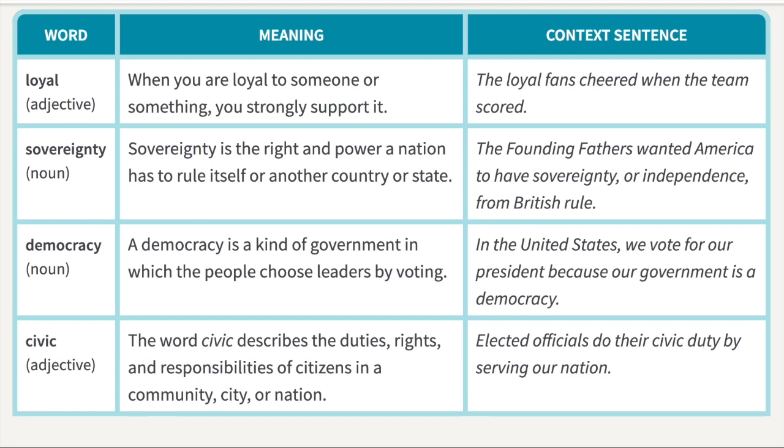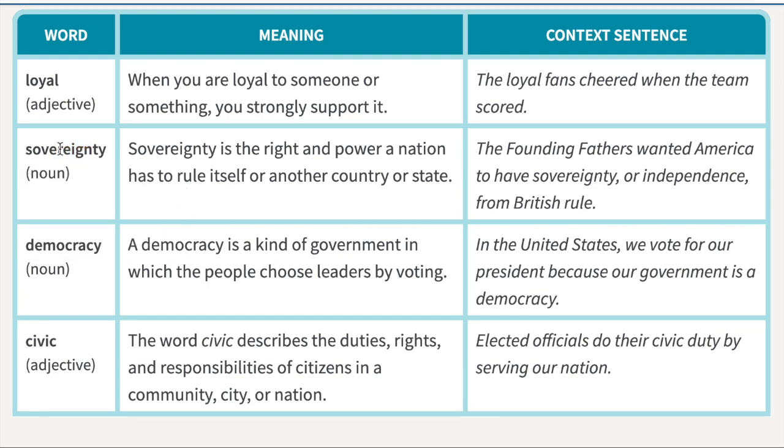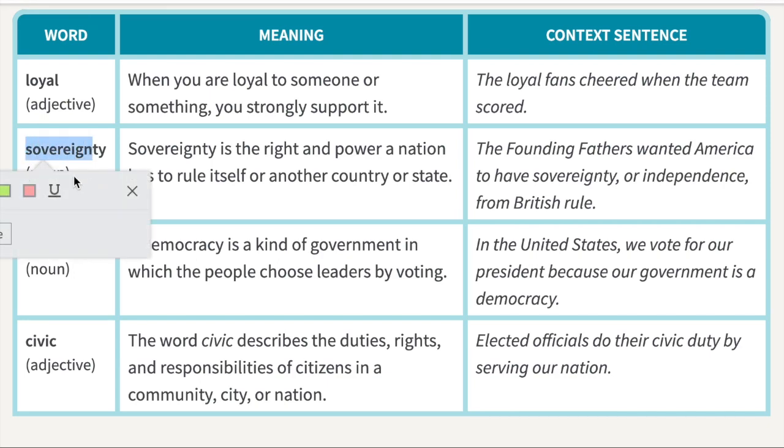Okay, word number 2. This is a long one. Sovereignty. Sovereignty is an unusual word that you might just have to memorize. In the middle of it, there is the little word reign, R-E-I-G-N. If you know that word, reign, it's like what a king or a queen does. And a sovereign, if we take another chunk of it, is another word for a ruler of a country, like a king or a queen or a president or an emperor or whatever.